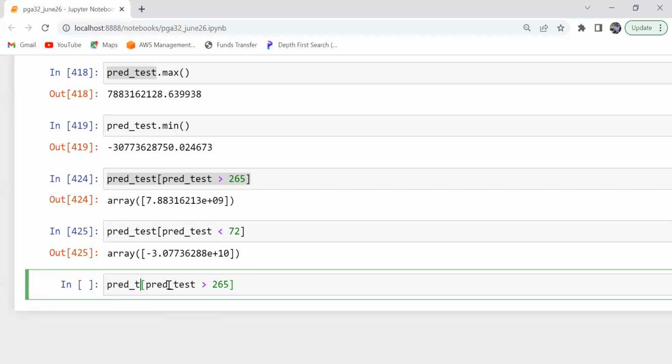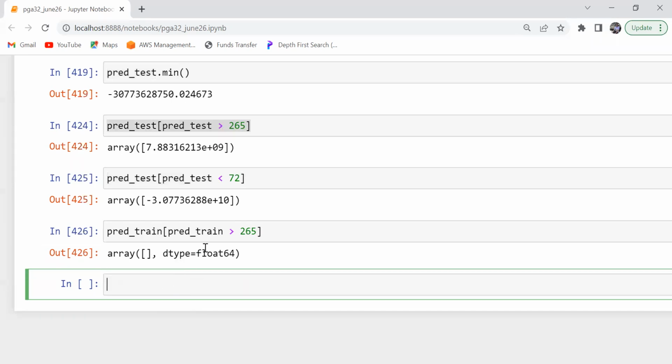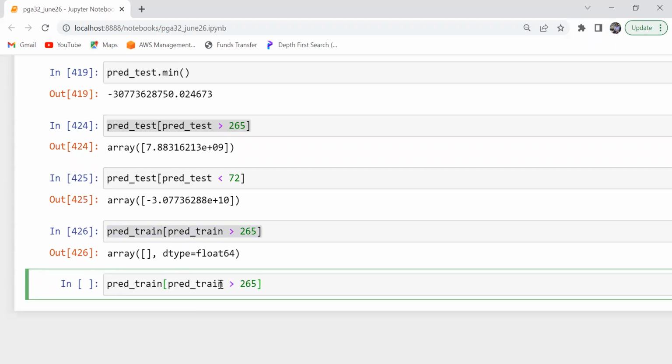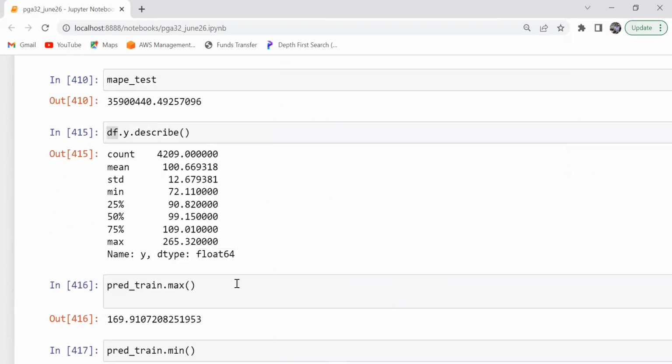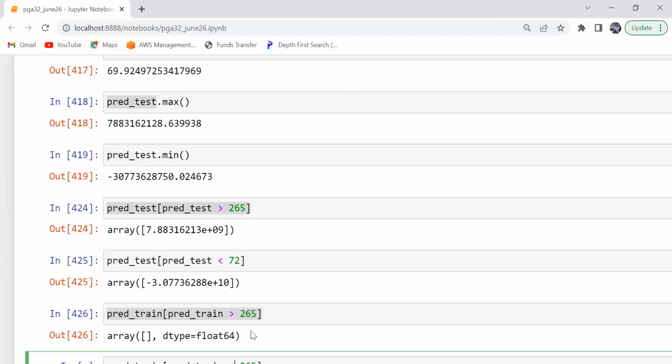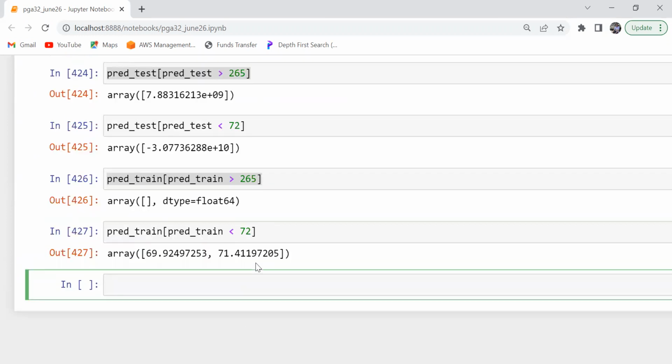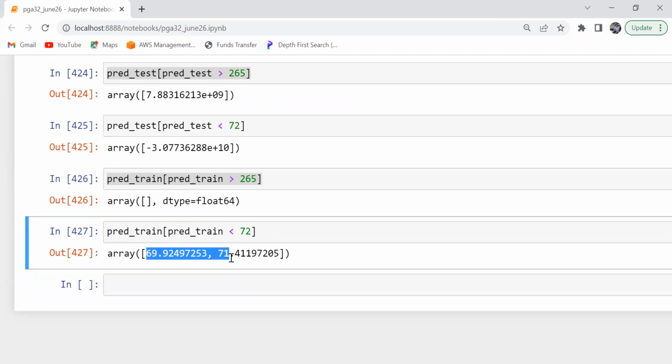So this is just for your investigation purpose. If you want to investigate, let me say how many values are greater than 265. None of them. Less than how much? 72. देखिए कितने 72 से कम है. So there are only two values, 69 and 71. And do you notice they are just a little less than 72? है ना? They are close.